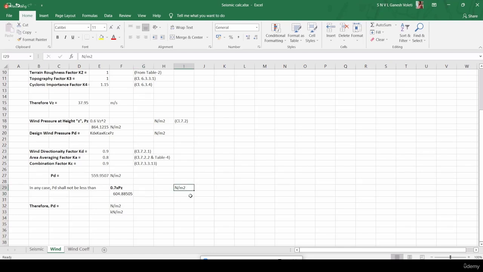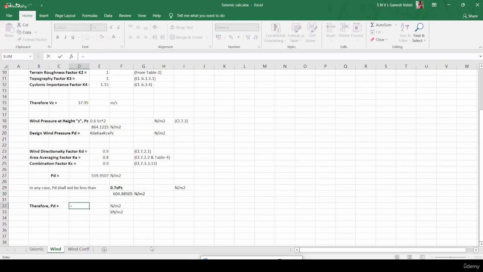604 Newton per meter square, right? We have to take the larger value between these two, right? So the final value will be this one only, 0.7 pz, because this is 559 and this is 604, right? So what is the larger value between them? So this is 604 only.